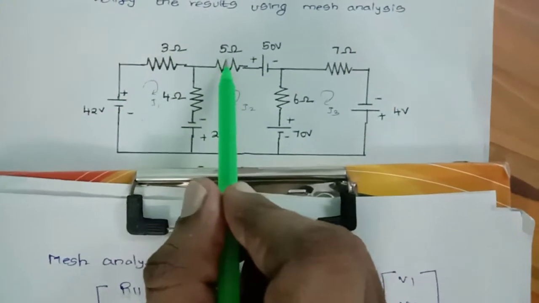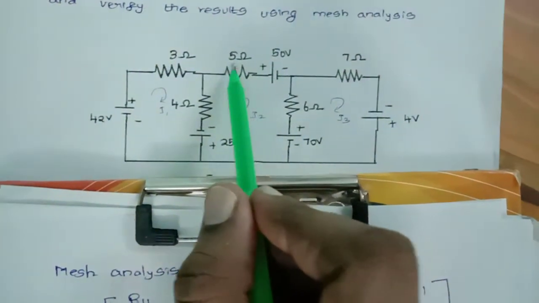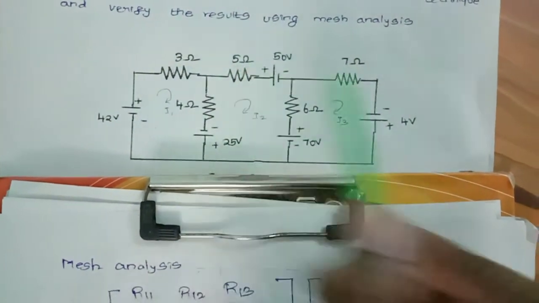I want to calculate what is the current flowing through this 5 ohm, because that is enough for me. Because what is the voltage drop across 5 ohm? Voltage is I into R. If you know the current, we can multiply with this voltage, we will get the same answer.